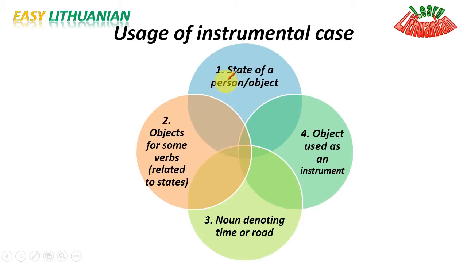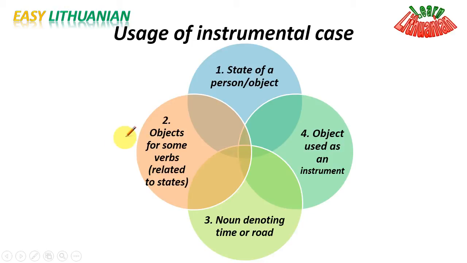So at first it could be a state of a person or an object. It could be a person that is described, and you'll see some examples later. So basically, to work as someone. This is the usage of instrumental.